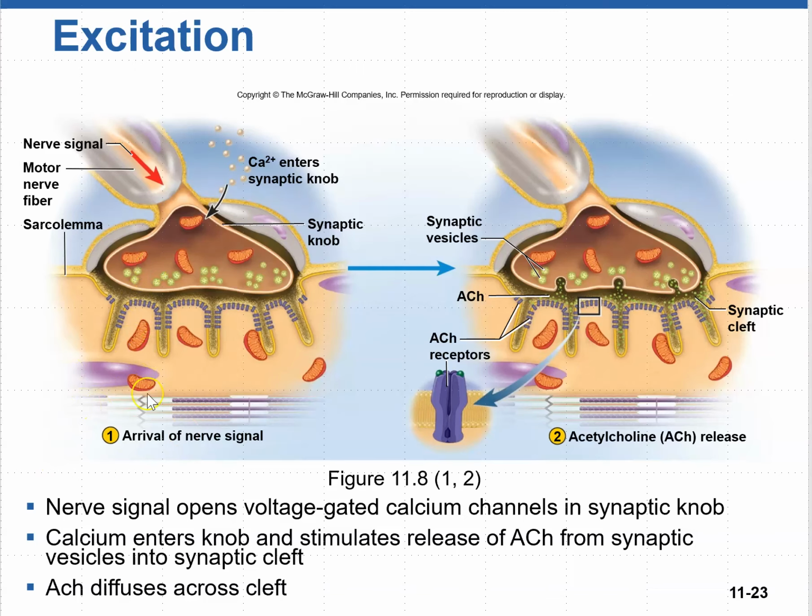So the first step in muscle contraction is excitation. When the nerve signal arrives at the synaptic knob, the voltage-gated calcium channels open and calcium enters the synaptic knob. This stimulates the release of acetylcholine into the synaptic cleft, and this happens by exocytosis. The synaptic cleft now has acetylcholine released into it.